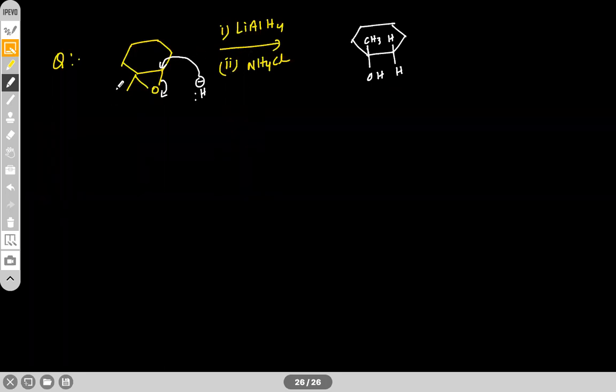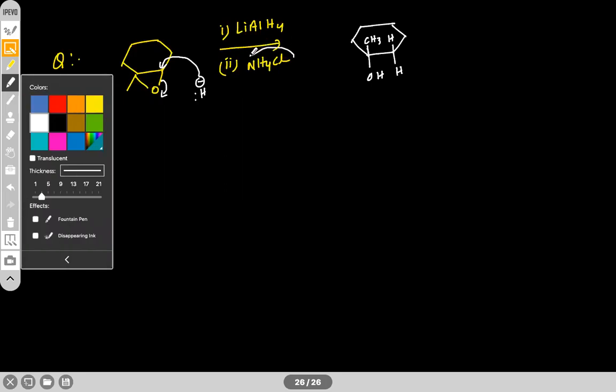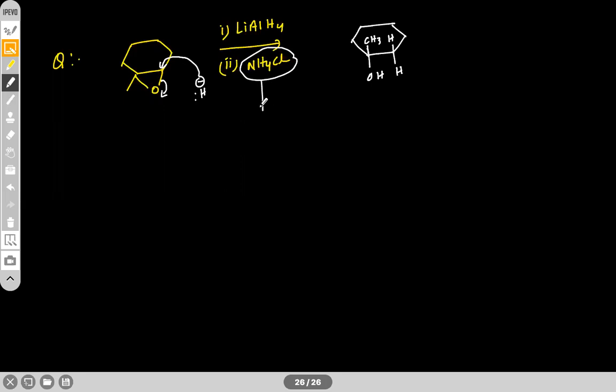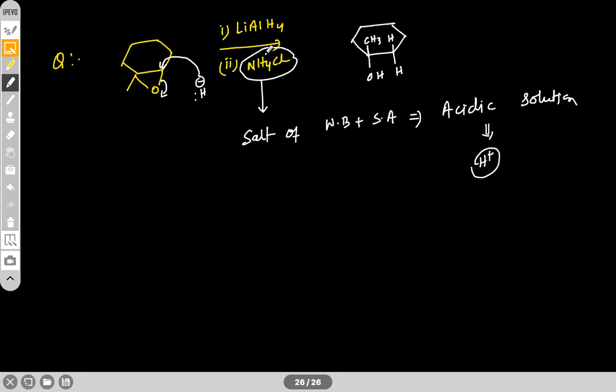Okay, now we were using H plus H2O here, correct? Here it is NH4Cl, but then also the product won't change. So what does this NH4Cl do? It provides hydrogen. NH4Cl is a salt of what? Weak base and strong acid. So it goes on hydrolysis and gives acidic solution, correct? Acidic solution means in the solution we have H plus, and hence the medium is acidic. Hence if you write H plus H2O or NH4Cl, it gives you the same product. Correct? Understood?